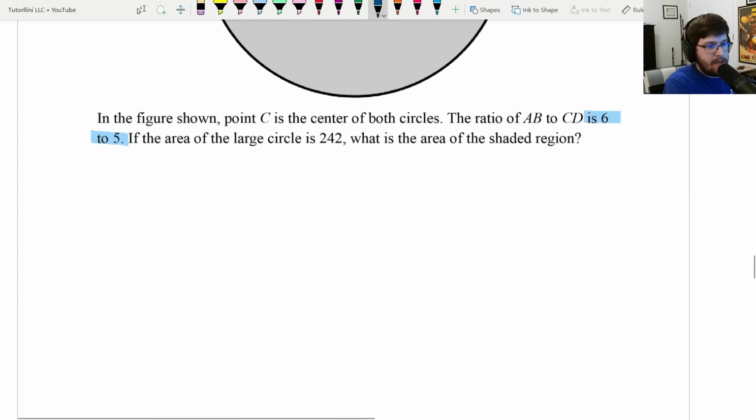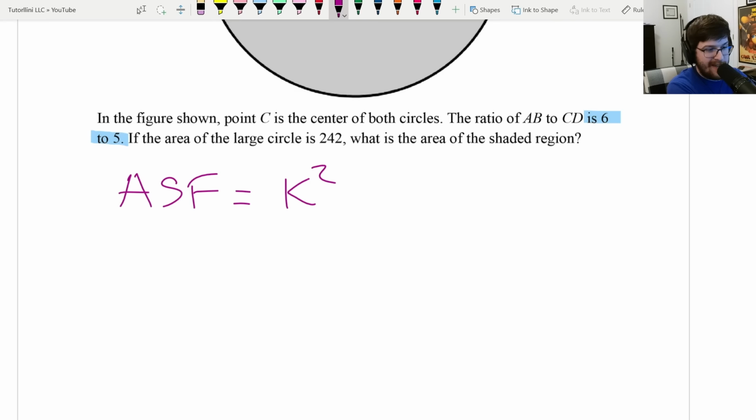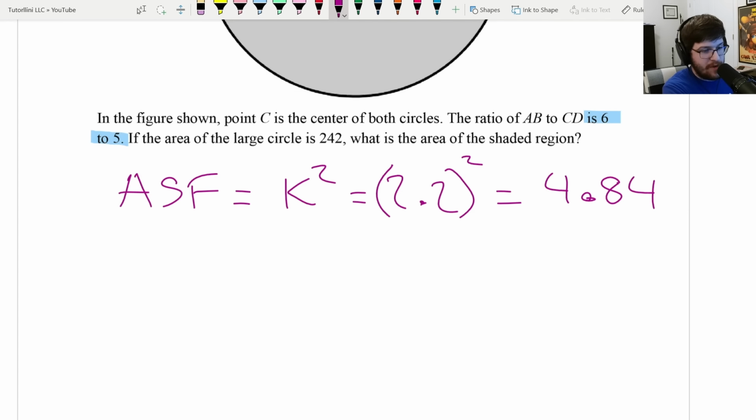Now that we have that, the question is asking about area, so we can figure out the area scale factor. So the area scale factor, as I go over in my Ottocento video, is equal to K squared. And you might be able to guess, if this is your first time seeing this, the volume scale factor is K cubed. So I did K squared, so that's 2.2 squared. Let's see what that is. That's 4.84. So the area scale factor is 4.84.